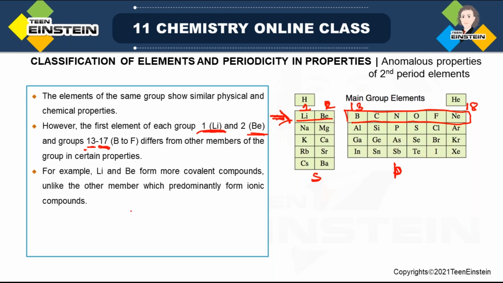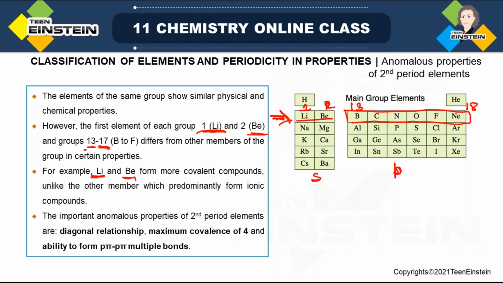Here we have a small example. Just take lithium and beryllium. We know that group 1 and group 2, they are very electropositive metals. That is the nature. So they should form ionic compounds, and that is the predominant compound they mostly form. But lithium and beryllium, these two are the first member, they form more covalent type of compound. So this is important difference if we compare with the properties of their other group members. Okay. So this is one of the example.